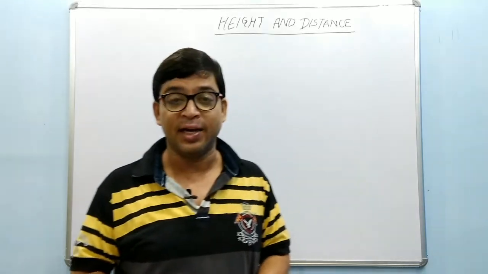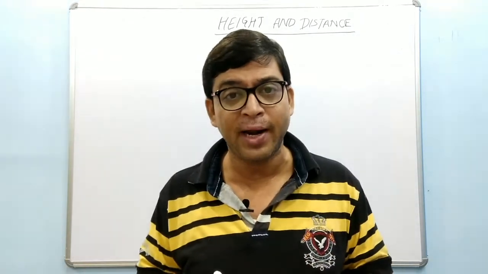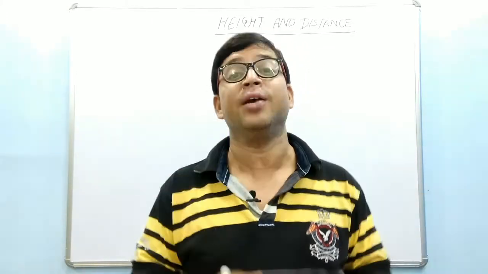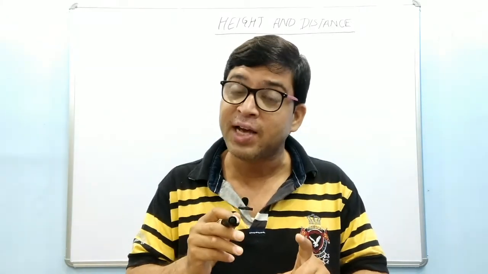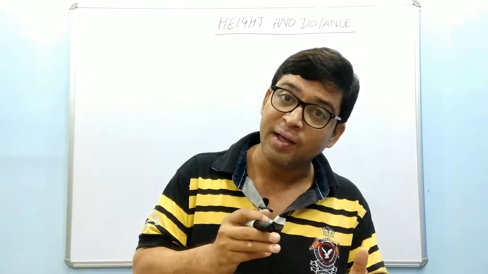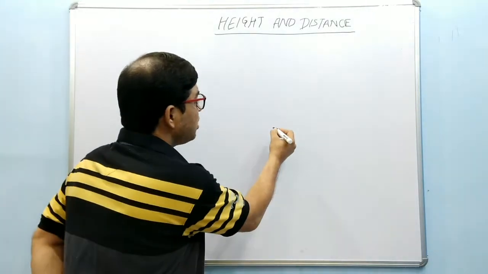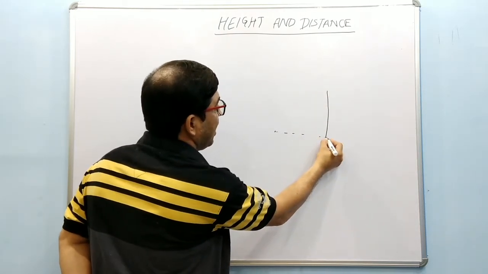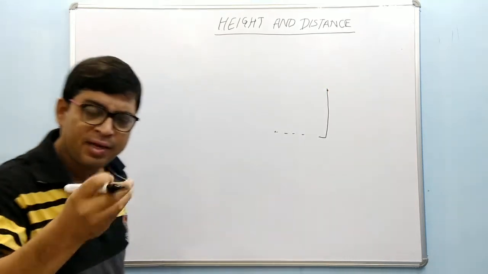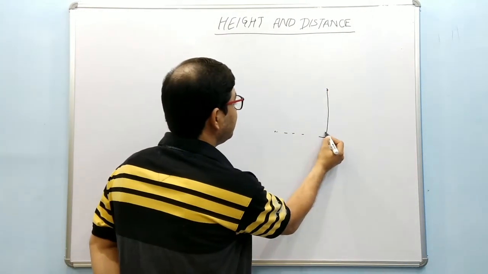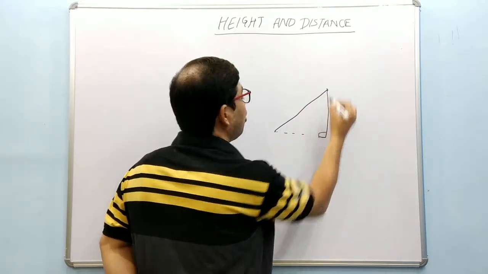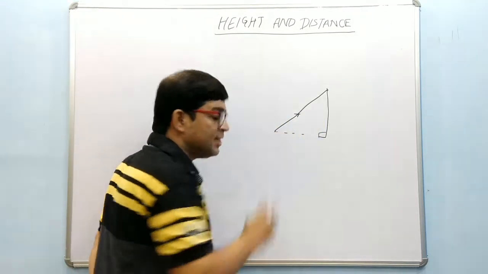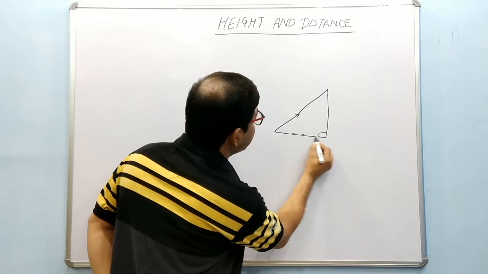Two important things are there. If you keep these two things in mind, your drawing will be very easy. One thing is line of sight, another thing is horizontal. See here. Suppose a man is here on the ground and another man is sitting at the top of the building. That person is seeing that man at the top of the building, and here line of sight is this and this is horizontal.